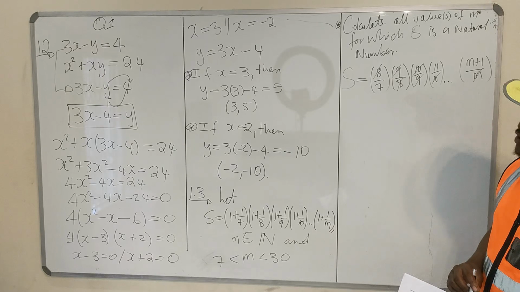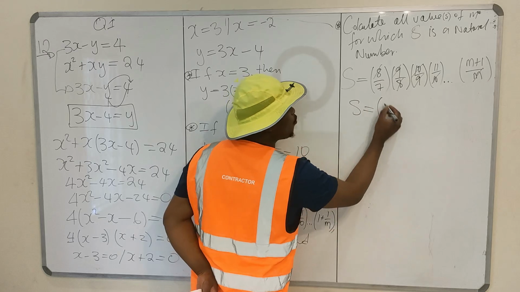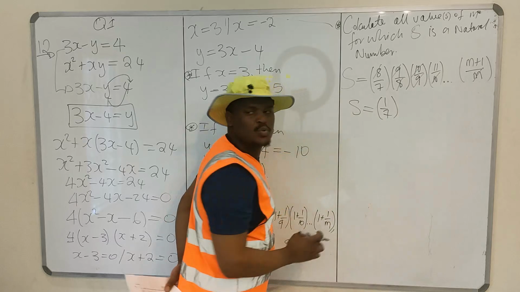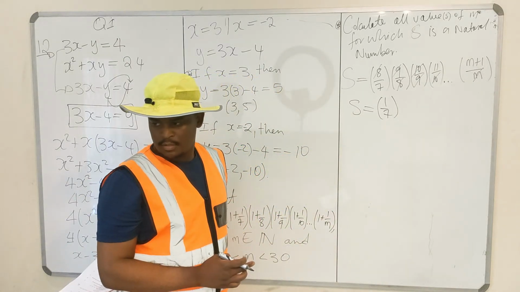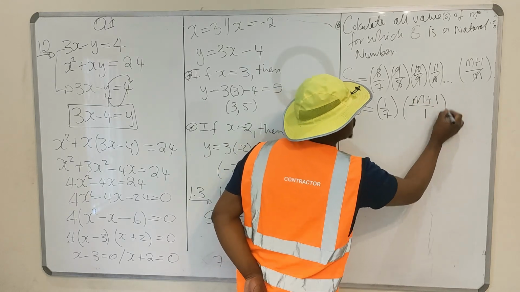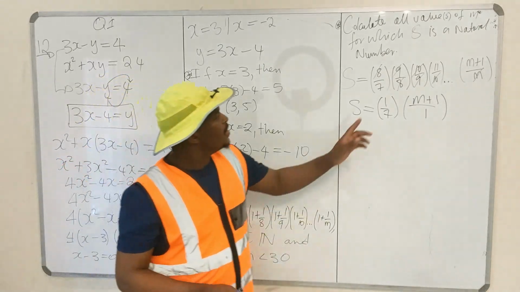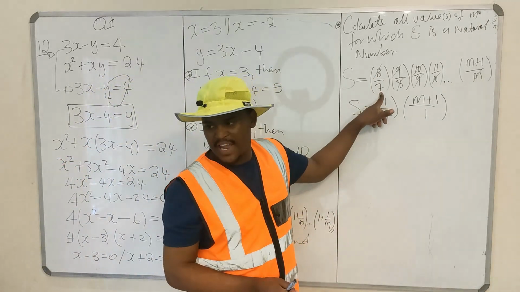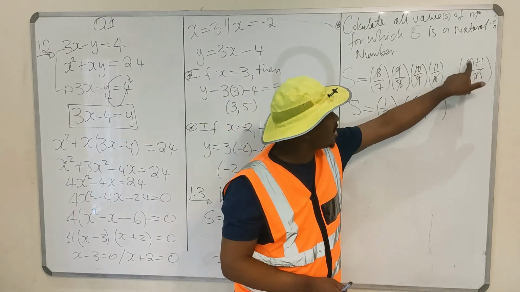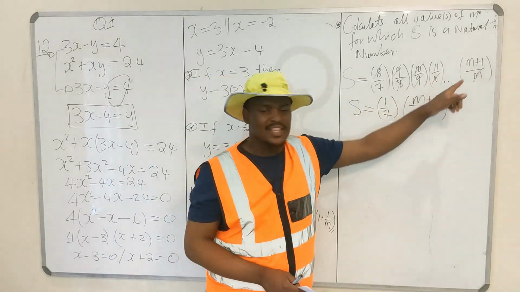So, do you agree with me on what you will be left with here? You'll be left with 1 over 7 here, which is this one, right? And everything else in between will be gone. And then you'll be left with m plus 1 over 1. Do you agree with me on that one? Because this 7 is not cancelled by anything, but everything else dies. This one will cancel that one, and then you're left with that one. So you're left with 1 over 7 here, and m plus 1, the last one at the very end.